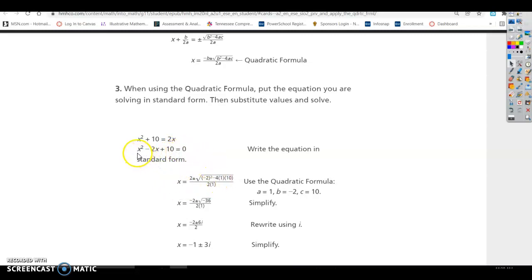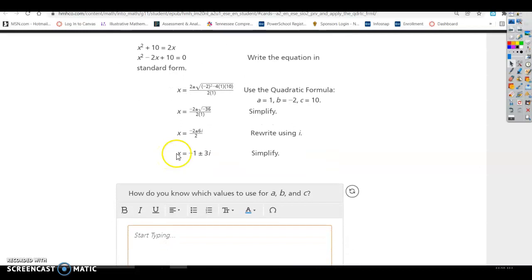Alright, from here you could figure out that your a is 1. Your a comes from your quadratic term, b comes from the negative 2, the linear term, and c is 10, that comes from your constant term. So you're going to plug in the 1, negative 2, and 10 into the quadratic formula and simplify. When you do that, you get x equals negative 1 plus or minus 3i.